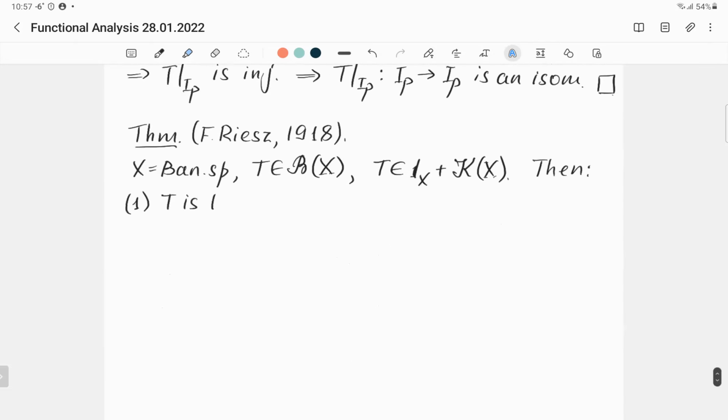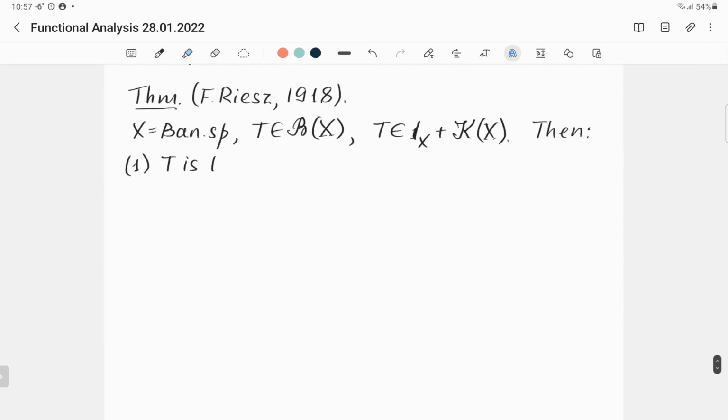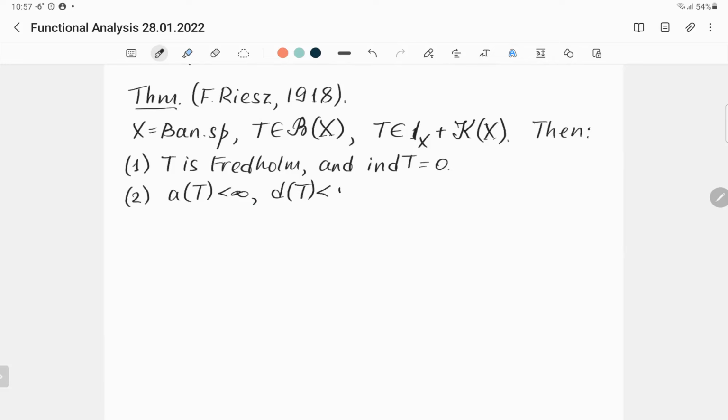Now the first part of the theorem states that if T is a compact perturbation of the identity operator, then T is Fredholm, and the index of T is 0. This is probably the most important part of this theorem. Second, I claim that T has finite ascent and finite descent. And part 3 is also quite useful.